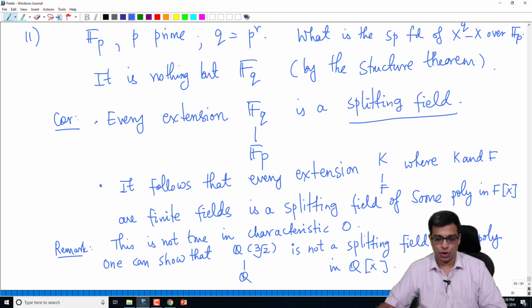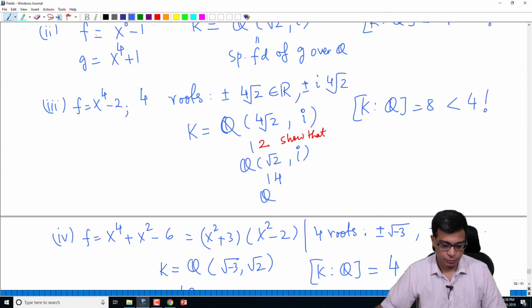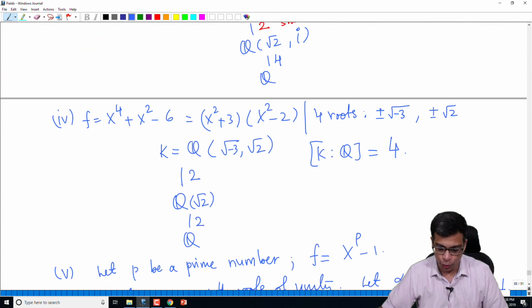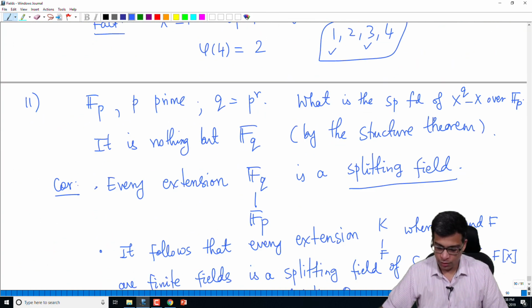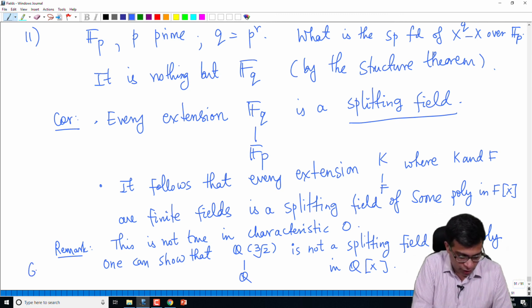It is certainly not the splitting field of x^3 minus 2, right? Because x^3 minus 2, by the exercise that I did here, has 3 roots: cube root of 2, cube root of 2 times omega, cube root of 2 times omega squared. So if you just add cube root of 2, that's not enough. This is certainly not the splitting field of that particular polynomial. But I'm saying something more here. It is not the splitting field of any other polynomial, and that requires Galois theory, which is the next course that one does in fields.